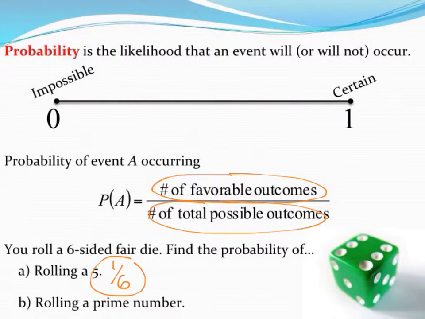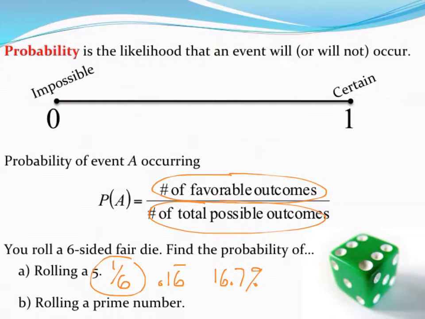Now, probability can be expressed as a fraction, as I just did. It could be expressed as a decimal. So if I divide this out, I get 0.16 repeating. Or I could express probability as a percentage. So I could say about 16.7 if I round off, percent. So probability can be expressed any of those ways.